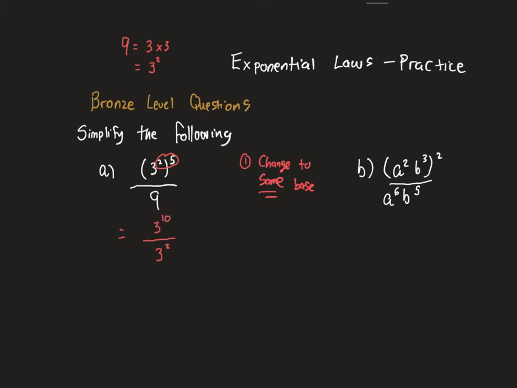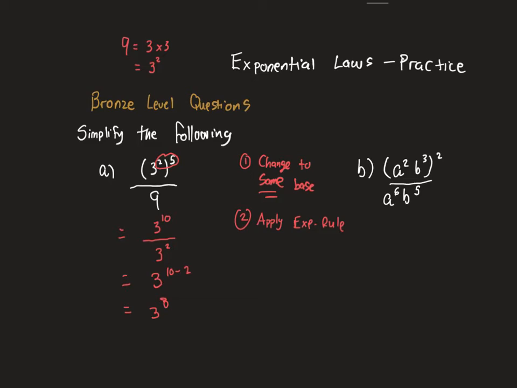So now when I'm looking at this, I have the same base on the top, same base on the bottom, so you apply your appropriate exponent rule. And for that, you should review the last couple of videos. But in this case, it's a division and they're the same base. So we subtract their exponents. So my final answer should be 3 to the power of 8. Okay?